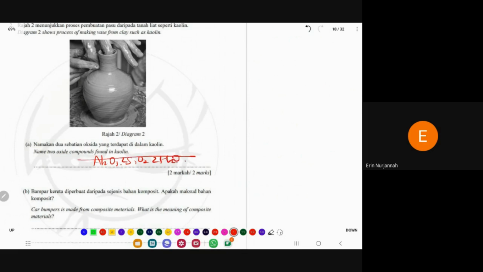But anyhow, the question is asking for the oxide name. So you shouldn't write like this. You should name, not formula. Aluminium oxide. Aluminium is not a transition element, so you don't need to write 3. Just say aluminium oxide. And silicon is not a transition element, so no need to write 4. Just write silicon dioxide. Do you know what I'm talking about, guys? Don't be itchy-handed and write this. Don't. Wrong. Only for transition elements do you need to label their oxidation number.